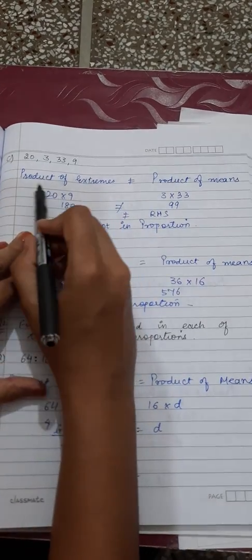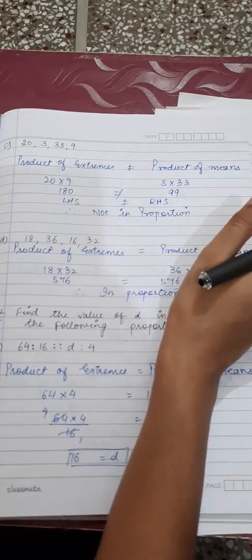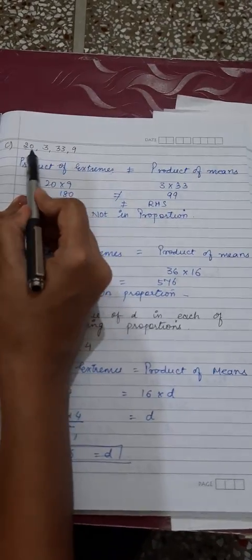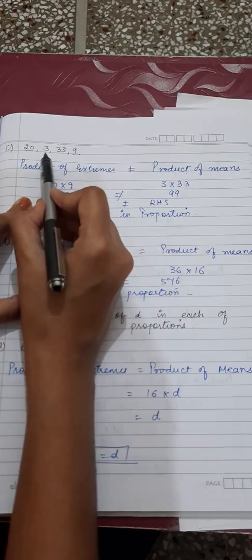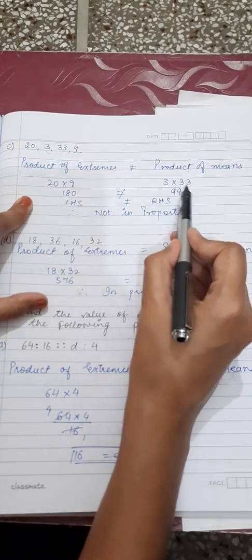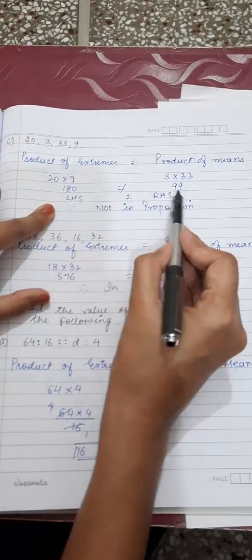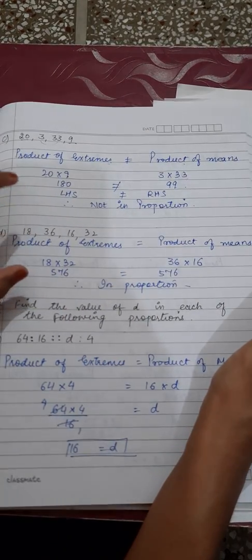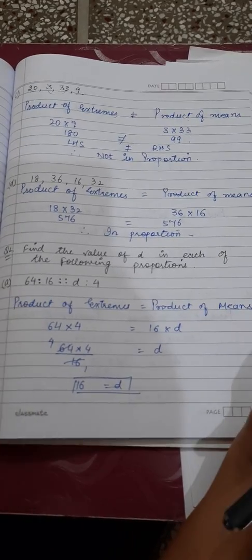C part is, again, write the formula: product of extremes, product of means, because we have to tell whether they are in proportion or not. Extremes, what are the extremes? 20 and 9. So I'm going to multiply 20 and 9. Means, the middle terms, 3 and 33. Multiply them. This is coming 180, this is coming 99. Now both the values are not the same, so they are not in proportion. Okay, D part you will be doing by yourself. Let's move to question number 2.